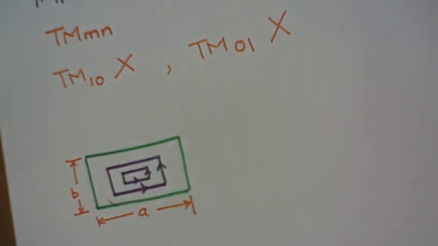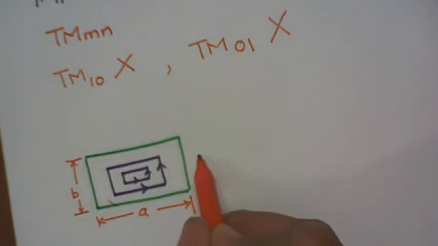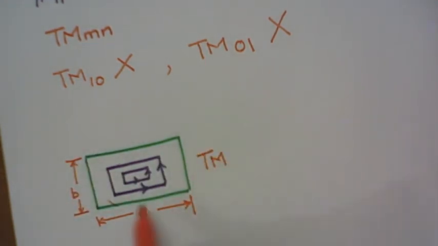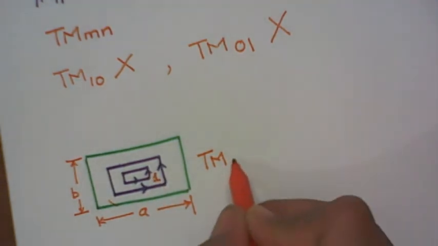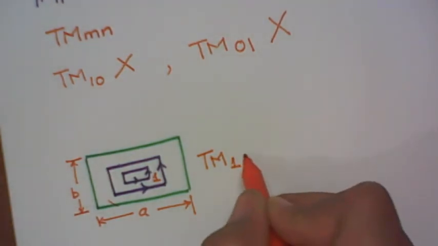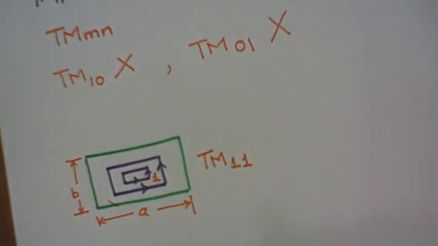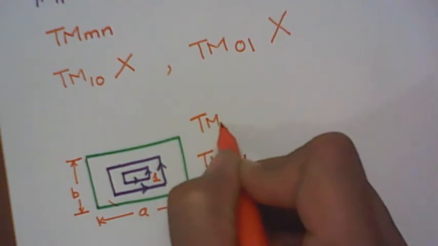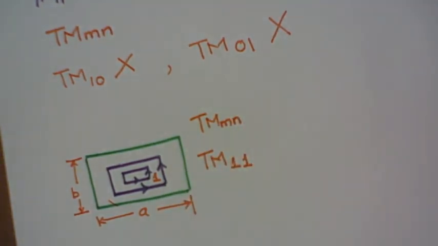In this type of mode, there is a single loop. This is one loop. Okay, I am having one loop, so I represent that as TM1 and over here TM1. So my TMmn is called TM11.